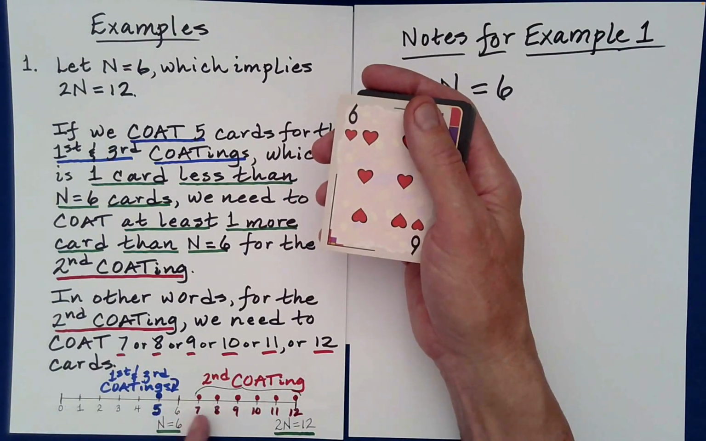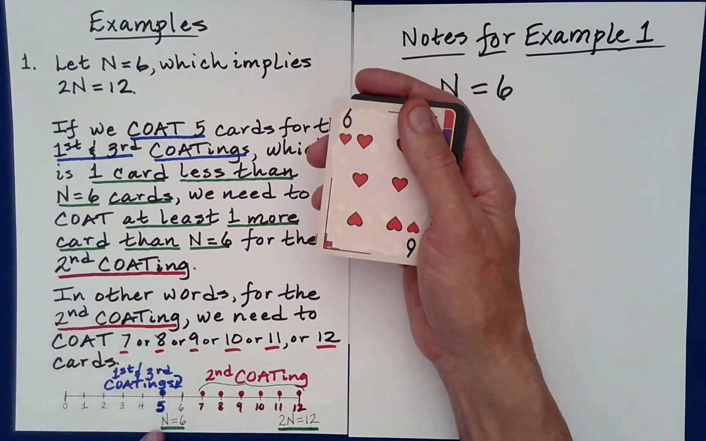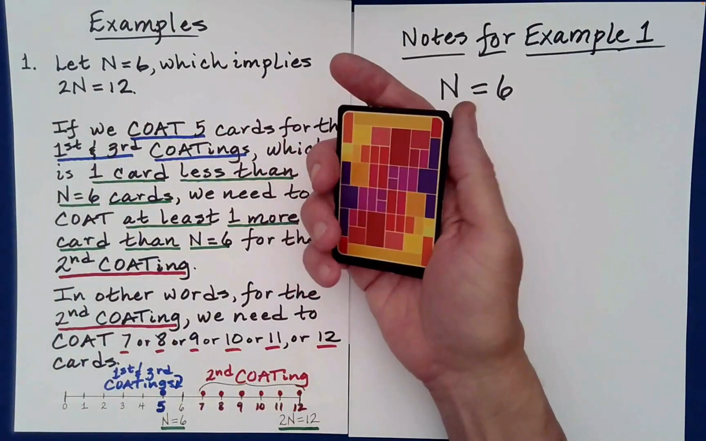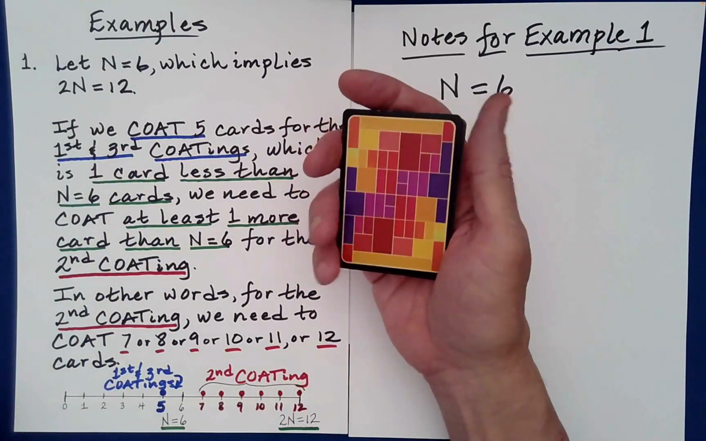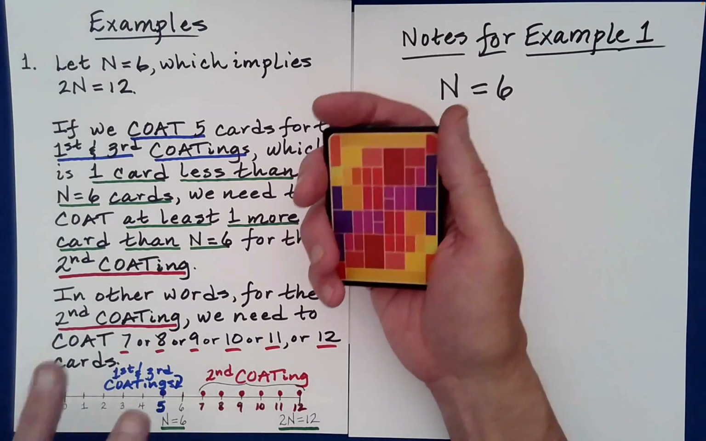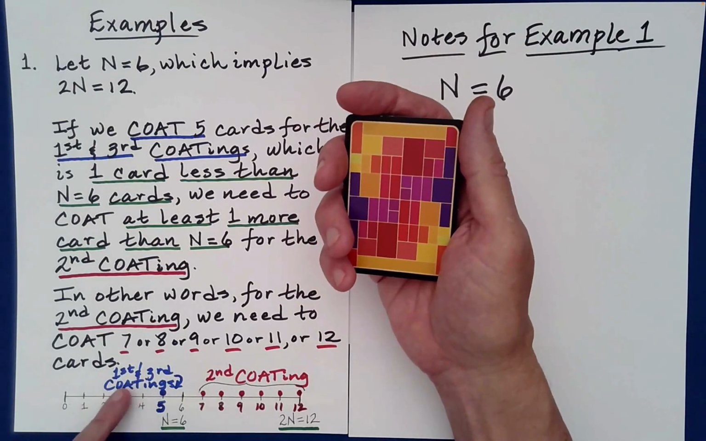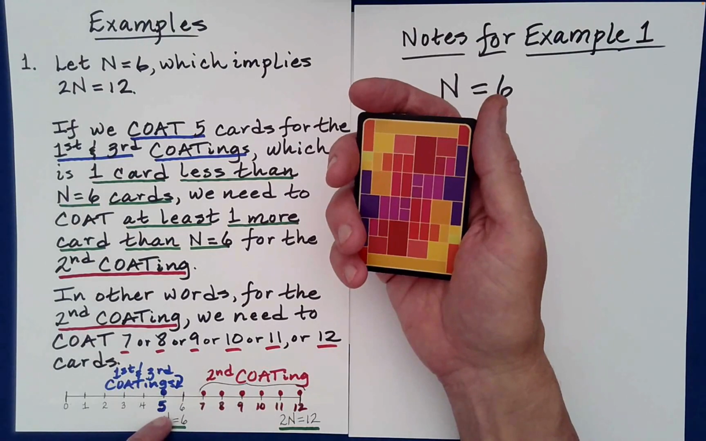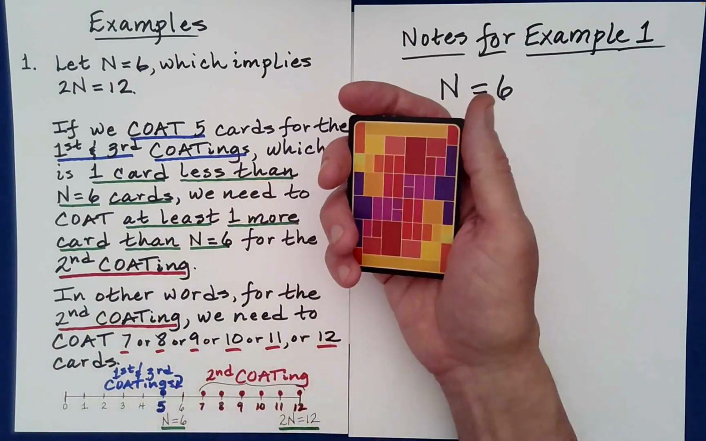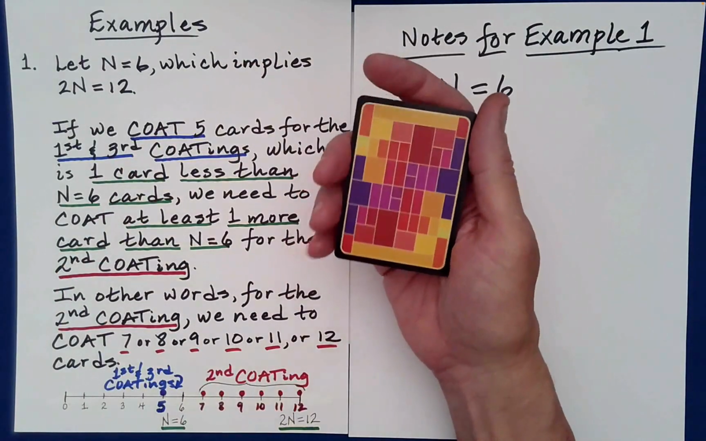We could have chosen 7, 8, 9, 10, 11, 12 for the second coating, as long as we choose 5 for the first and third coatings. Okay, so if you think about it, in fact, maybe we'll give one more example here in a minute, but if you think about it, what would be a good name for what is going on here? Because in some sense, I'm sandwiching the 8 between 2 coatings of 5 cards, because we coated 5, then 8, then 5. So what do you think would be a good name for this principle? Okay, so we'll come back to that in a second.